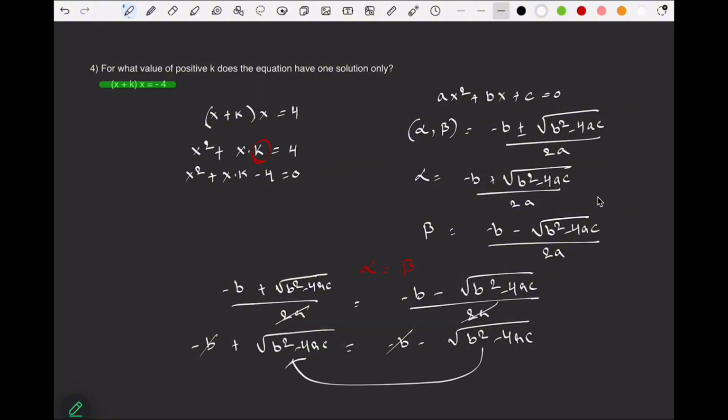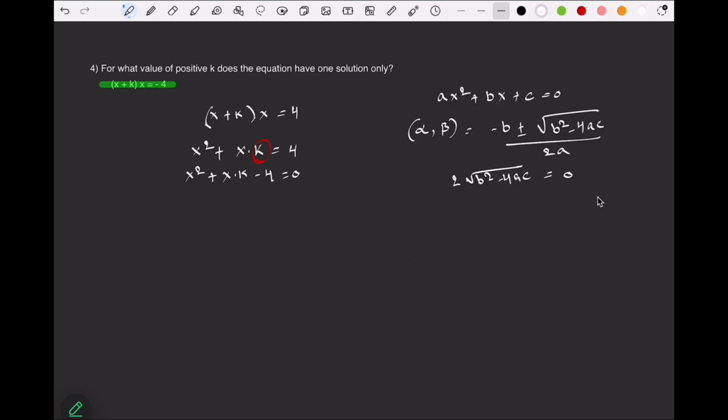If this thing goes to the left hand side, it will become 2 times square root of b square minus 4ac is equal to 0. The only chance for this expression to become 0 is b square minus 4ac should be equal to 0. So in this quadratic equation, to have only one solution, the k value should be a value which satisfies b square minus 4ac equal to 0. Compare both these quadratic equations to find a, b and c values.